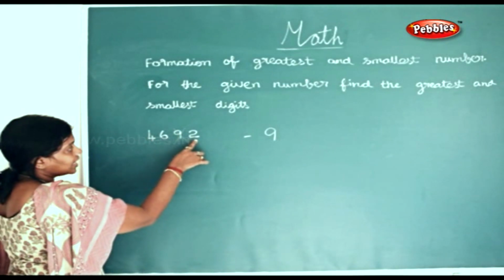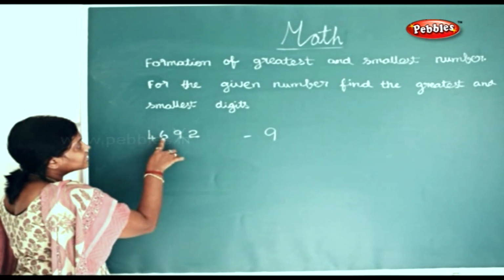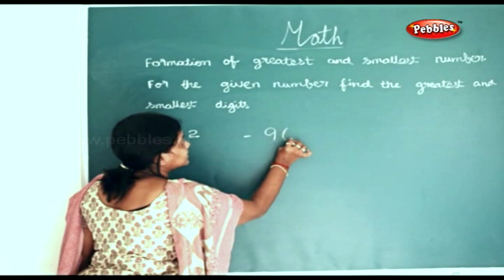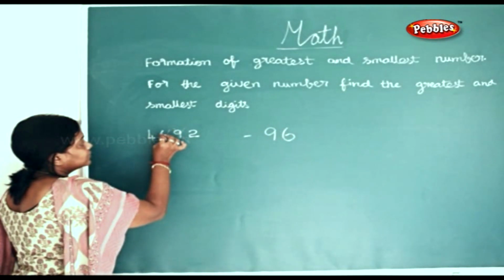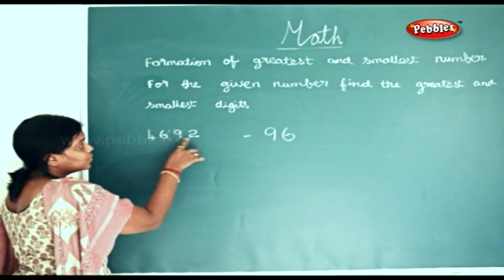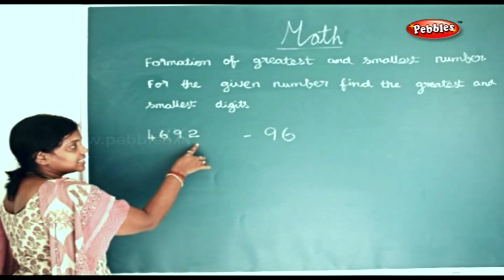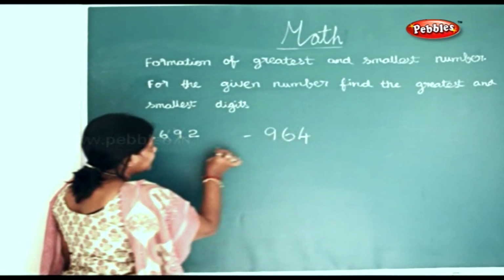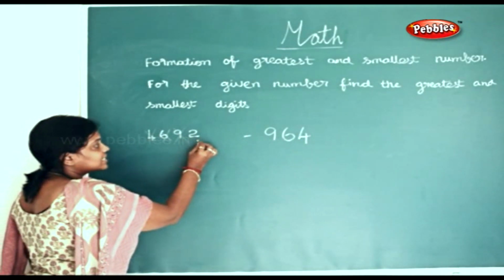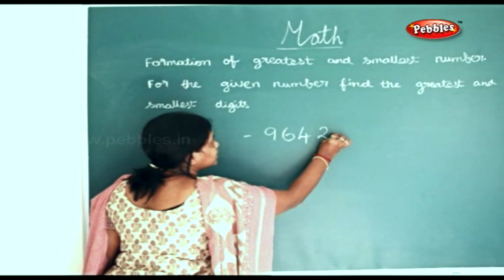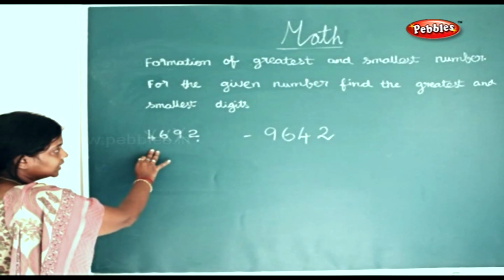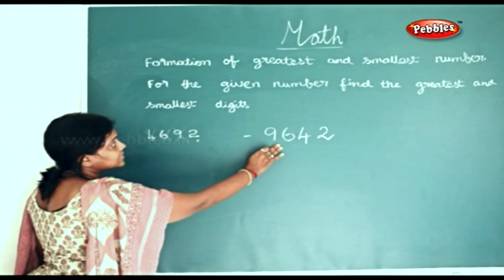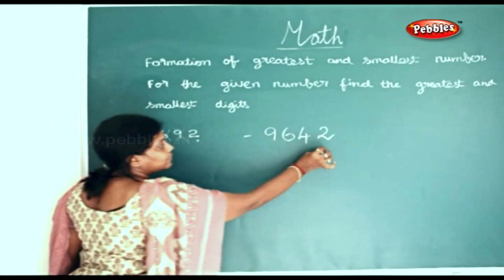Now among these three numbers, which is the greatest? 6 is the greatest. So I'll write the 6 next to the 9. Cutting out the 6. Now among 4 and 2, which is the greatest? 4 is greater than 2. So I'll write the 4 and I'll cut it off. And the number left, of the least value, is 2. I'm writing this 2 here. So for this given number, this is the greatest number which can be formed.